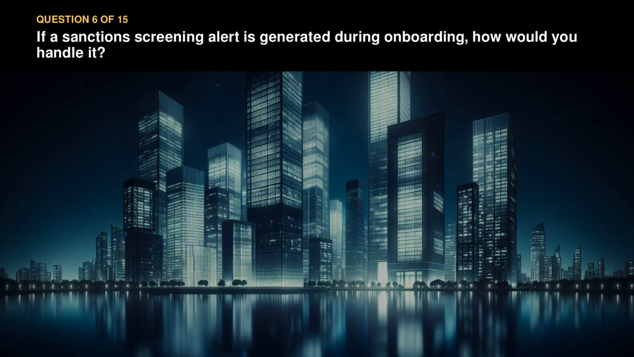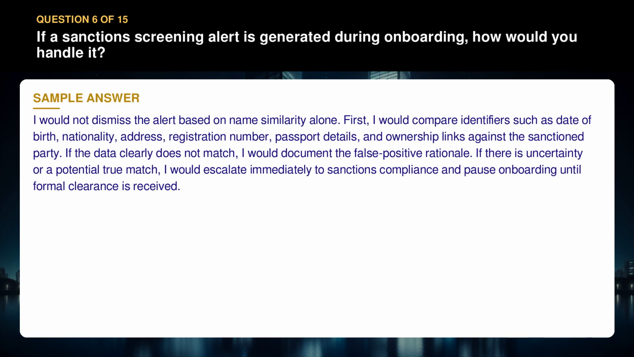Question 6. If a sanctions screening alert is generated during onboarding, how would you handle it? I would not dismiss the alert based on name similarity alone. First, I would compare identifiers such as date of birth, nationality, address, registration number, passport details, and ownership links against the sanctioned party. If the data clearly does not match, I would document the false positive rationale. If there is uncertainty or a potential true match, I would escalate immediately to sanctions compliance and pause onboarding until formal clearance is received.